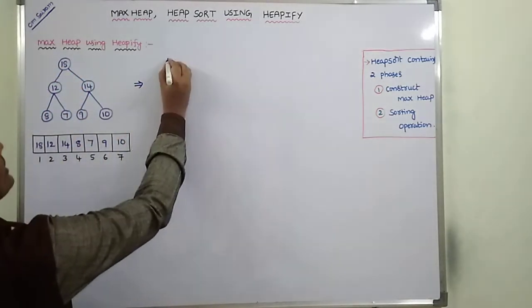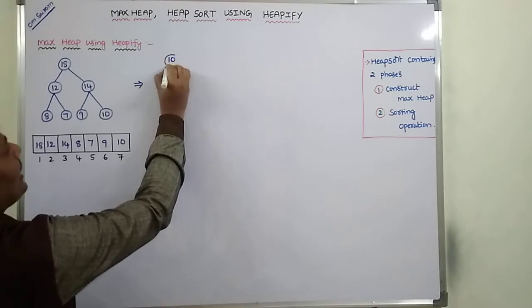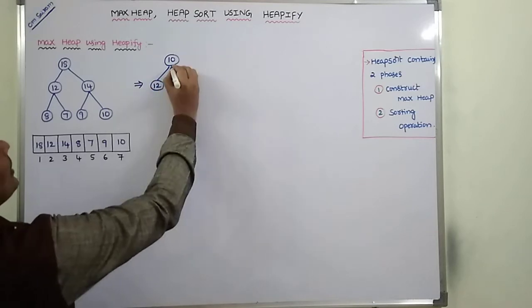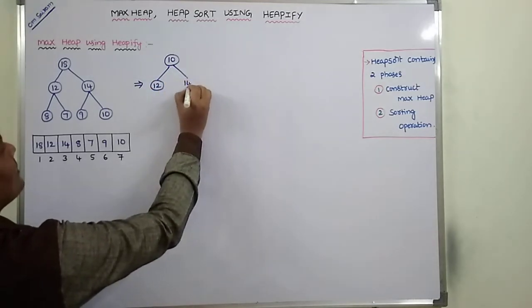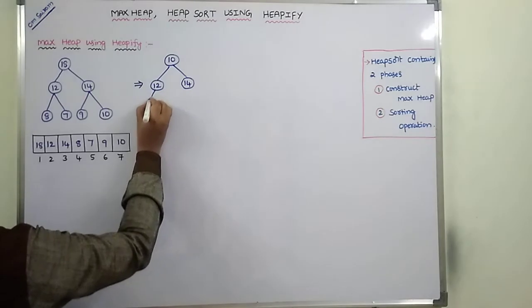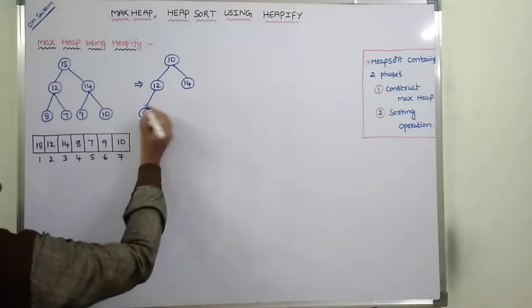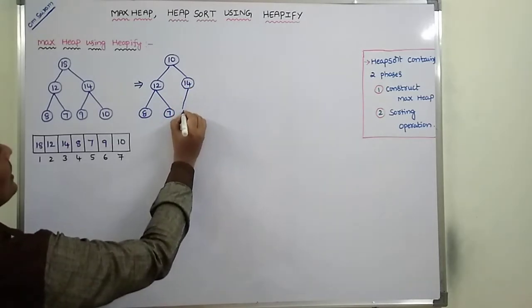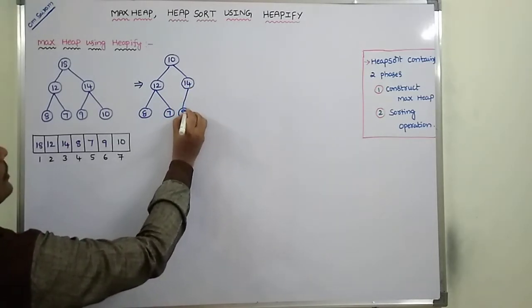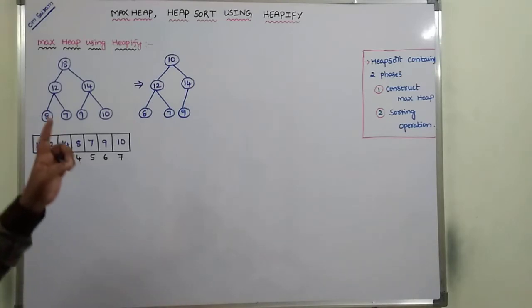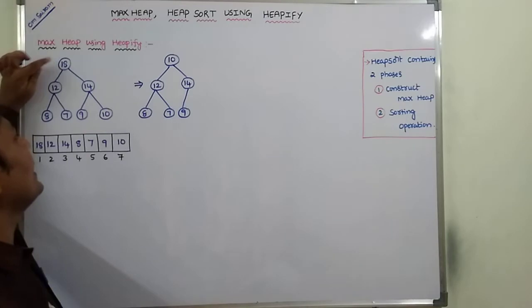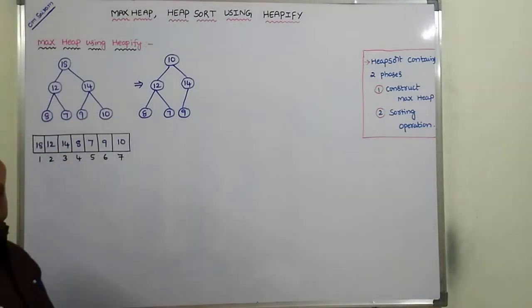After replacing 18 with 10, 10's left child is 12, and 10's right child is 14, and 12's left child is 8, and 12's right child is 7, and 14's left child is 9. Okay, so this is the heap we are getting after replacing 18 with 10. Now applying the Heapify property.